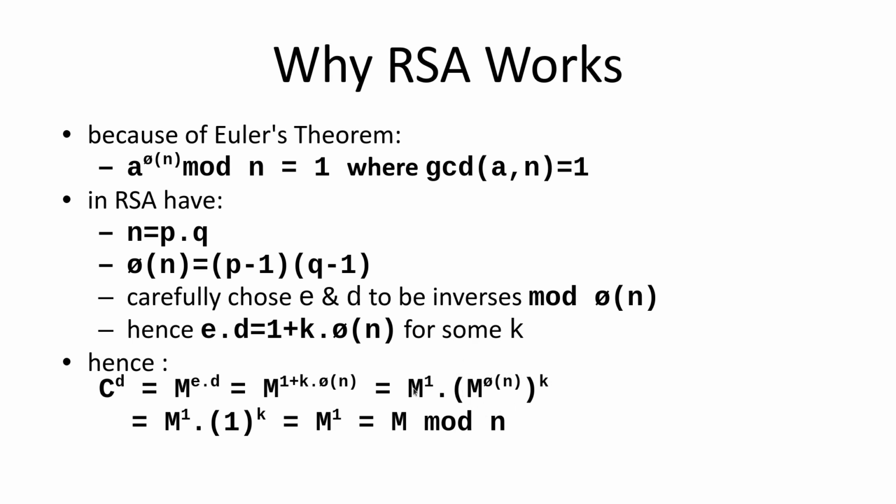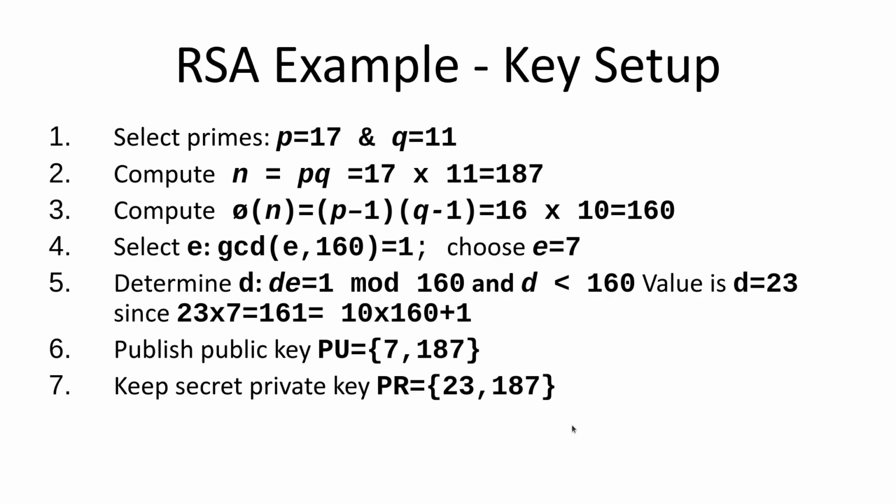So then what is left? m raised to 1 into 1 raised to k, which is equal to m. So we get the original message. This is the way in which the proof of RSA is given.